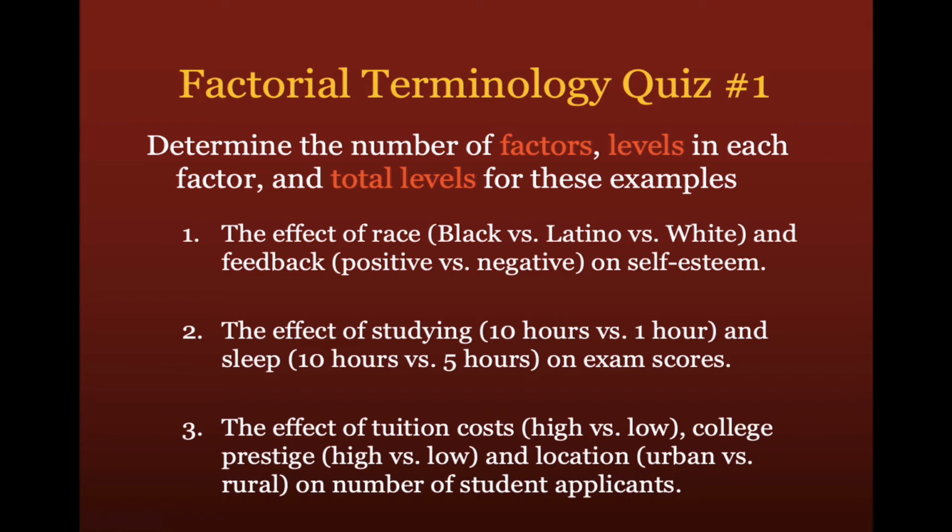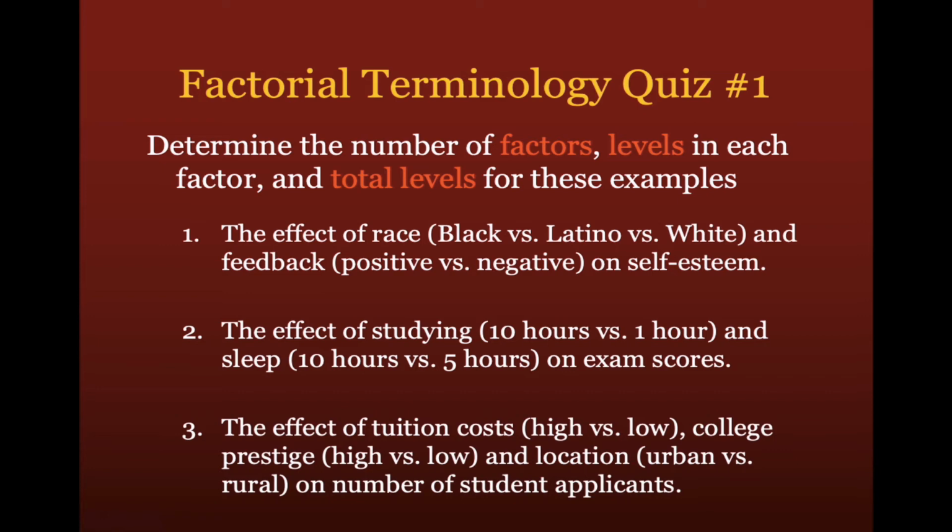Then we have the effect of tuition costs, high versus low, college prestige, high versus low, and location, urban versus rural, on number of student applicants. So our different factors are tuition, college prestige, and location. So we have 3 factors.